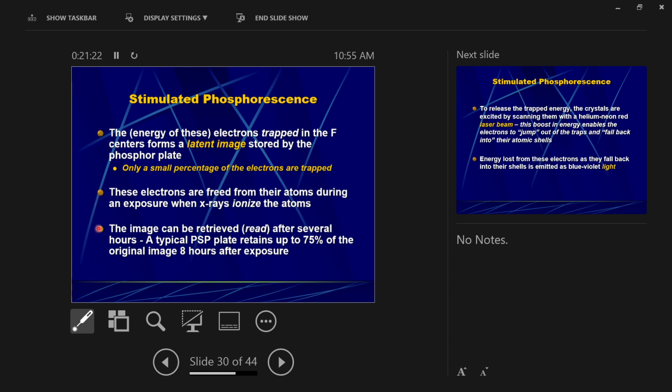The image can then be retrieved or read, potentially after several hours. There have been experiments done where the plates have been able to retain up to 75% of the original exposure after 8 hours of just sitting there. So these F centers that hold the energy of the electrons are able to hang on to it for a period of time, but not indefinitely. But for sure, they're able to hang on to that energy for as long as it takes you to walk from the X-ray room to the processor. That's what's important.